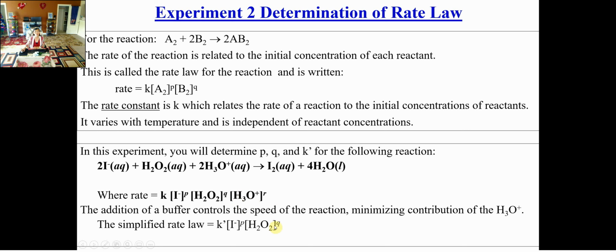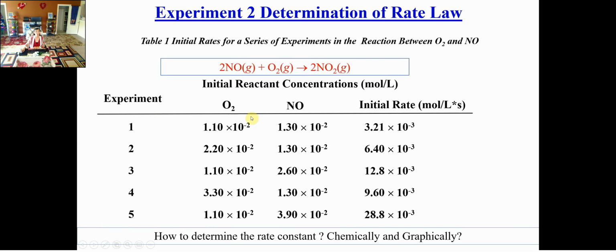You can simplify your reaction rate law to K prime times I negative to the power P times hydrogen peroxide to the power Q. What you are going to do is determine the K, or you can say K prime, and P and Q. We are going to show you how to determine it by controlling the different concentrations. You change the concentration of I negative, potassium iodide, and you fix your hydrogen peroxide, or vice versa. So here is what you are going to do.